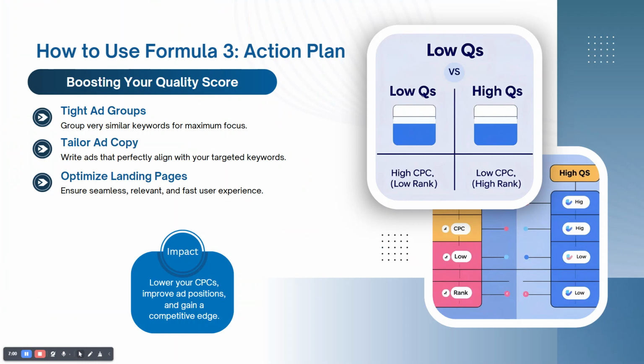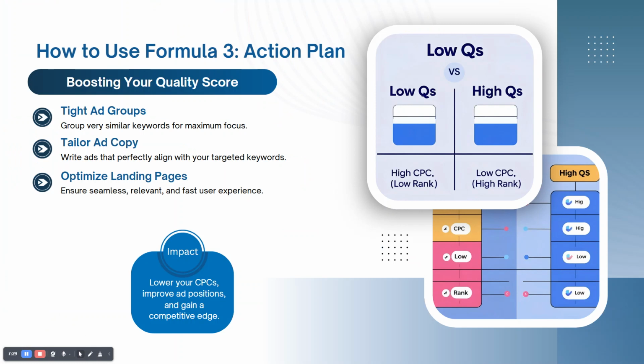Okay, then you need to create a tailored ad copy. You need to write ads that perfectly align with your targeted keywords, and then you need to optimize the landing pages. You need to ensure a seamless, relevant, and fast user experience. Your landing page should have a blazing fast experience and provide the relevant information the user is searching for and why visitors are visiting your website.